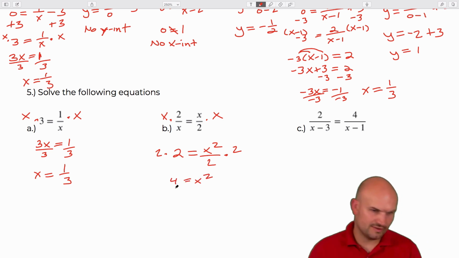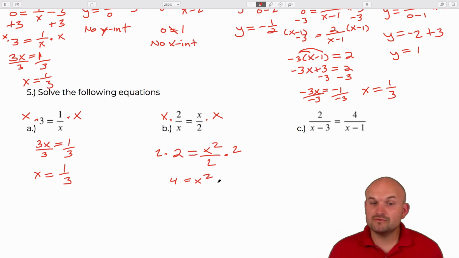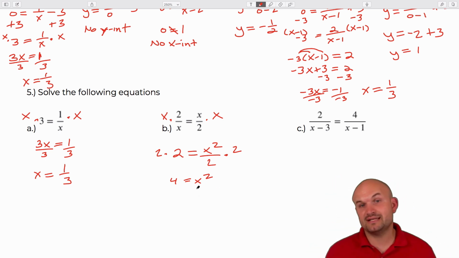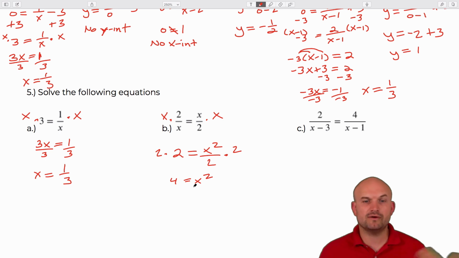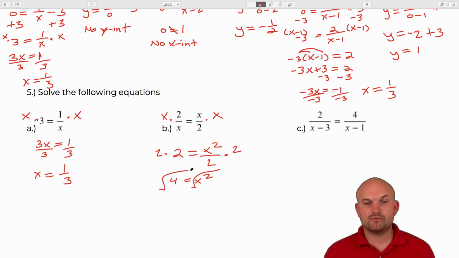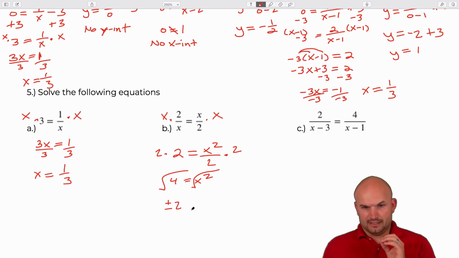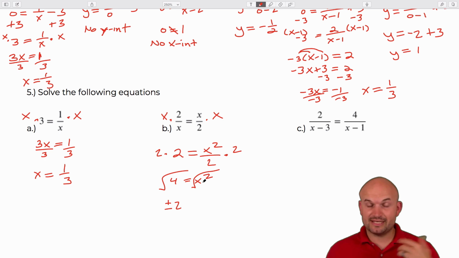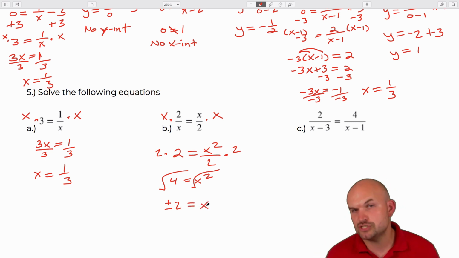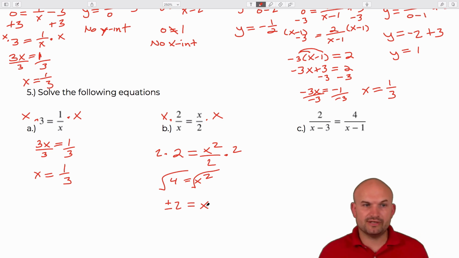Oh, one thing I forgot. Now, to solve for my x squared, I'm going to need to do the inverse operation of squaring, which is the square root. So when I take the square root of both sides, just remember to introduce the square root. Make sure you take the positive as well as the negative solution. So that's going to be plus or minus 2 equals x. And the reason why we've got to make sure is, when we're doing rational expressions, it's very important that we go back and check our answer.